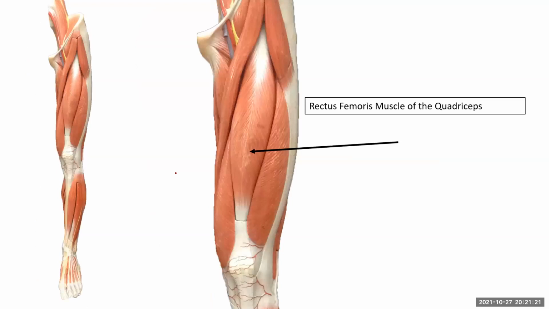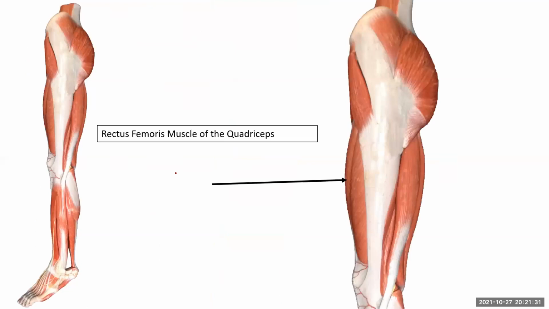Here it is on the anterior view. It's front and center, right in the middle there. That's the rectus femoris muscle. All right, and here you can see it from the lateral view, rectus femoris muscle. It's just this right here. Everything to the left of that red line that I drew is the rectus femoris muscle.